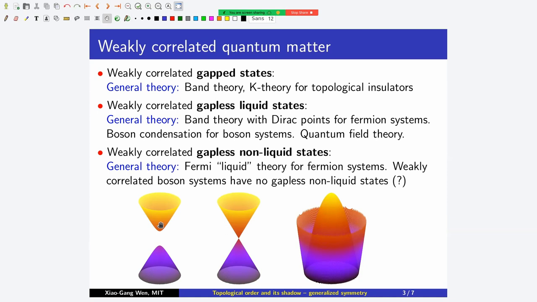There are also weakly correlated gapless liquid states, like band theory with Dirac points, or boson condensation, the superfluid mode. Those things are generally described by quantum field theory. Then we also have weakly correlated gapless non-liquid states. It turns out that the Fermi liquid is an example of these non-liquid quantum states. For weakly correlated boson systems, actually we don't know an example that has gapless non-liquid states. It would be interesting to see if you have some example for a weakly correlated system.